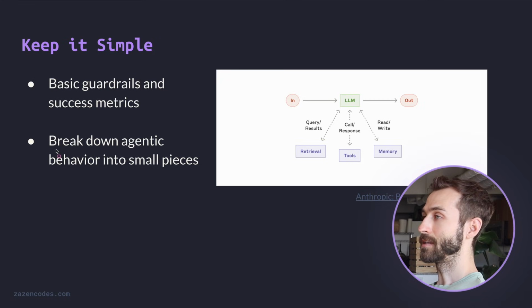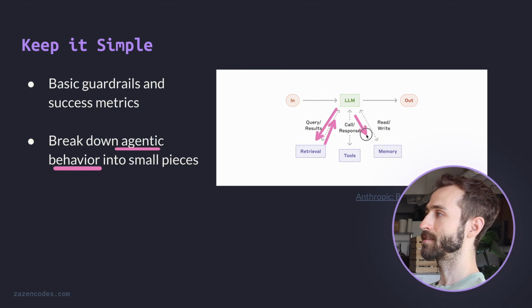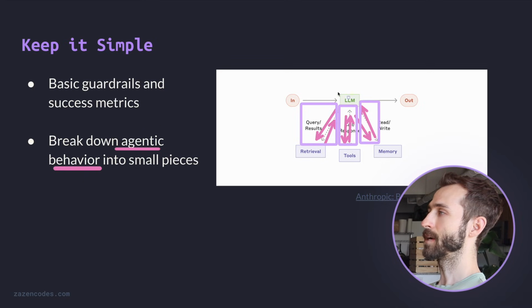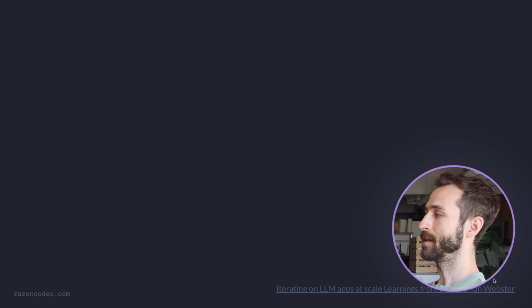Another way to keep these evals simple is to break down agentic behavior into small pieces. If we've got some complicated agent like this guy who can use some retrieval stuff, he could do some memory stuff, he can do some tool calling stuff. Let's break each of these down, and we'll individually evaluate these. We'll evaluate this part of it, and this part, and break this down into chunks and look at each of them individually. That idea came from Ian Webster.